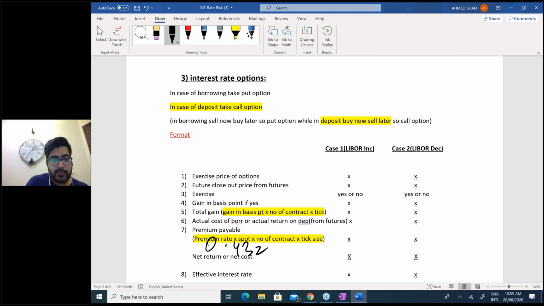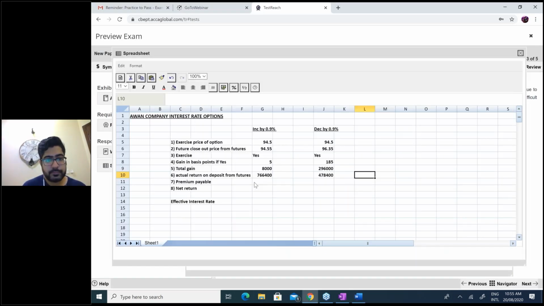Okay. Into spot. Spot is always 100. Into number of contracts, 30. Into tick, 50. Let's apply here. 0.432 is the premium rate. You have to select it. Call format into 100, into spot, into contracts 32, into tick 50. 69120. Again, at this price, the same exercise price 94.5, the premium is 0.432 into contracts, spot, tick.